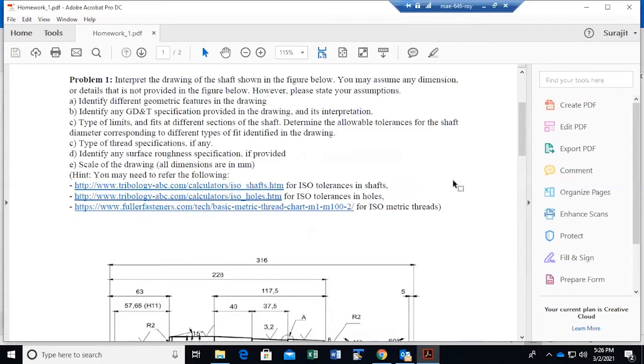Can you remind me what the symbol for the surface roughness specification was, please? You have to look it up yourself. You have to do some homework by yourself. I'm not going to tell you exactly what it means and where it is. You have to do that as part of the homework.